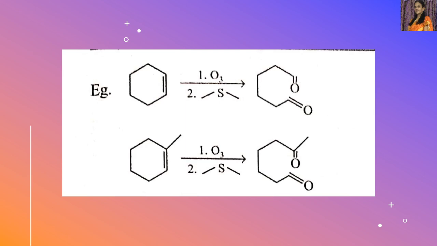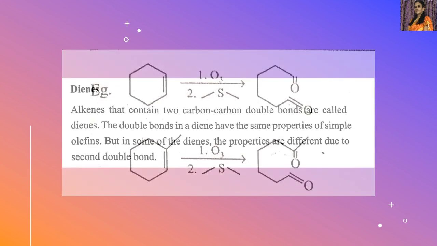So simply the pi bond here breaks, and one oxygen goes to this carbon and another oxygen to this carbon. That is what is happening here. Okay. So this is called the ozonolysis reaction. With the help of the products of ozonolysis, we can find the position of the double bond in the alkenes.